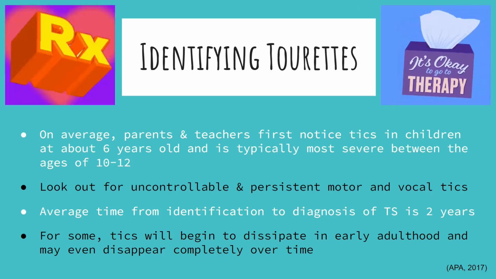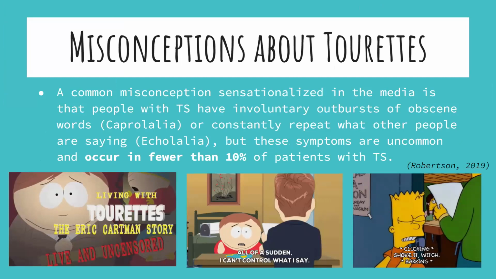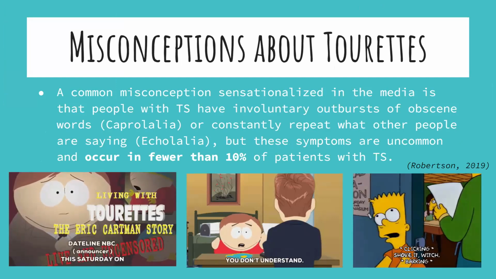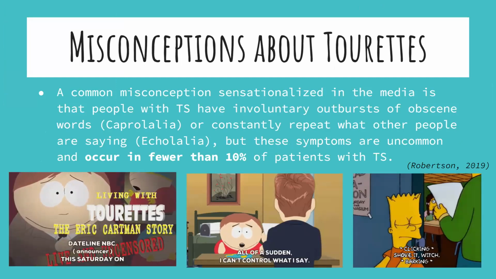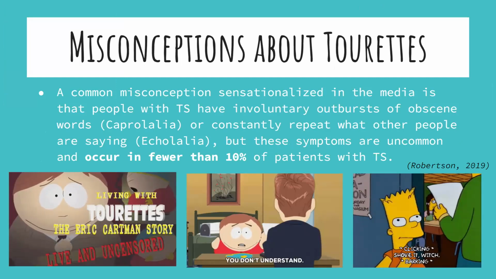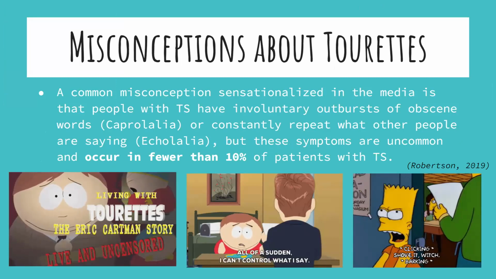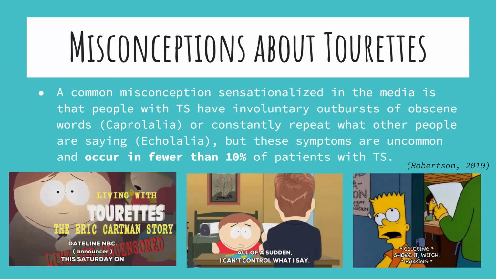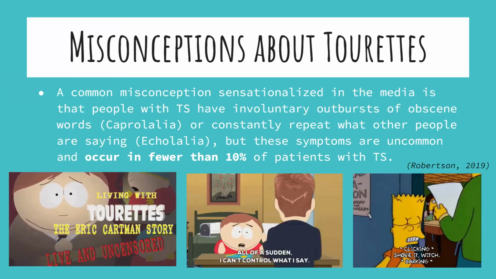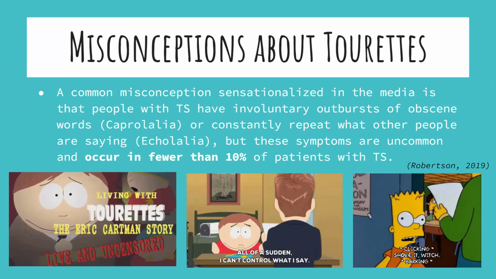and sometimes disappear altogether. A common misconception that has been falsely portrayed and sensationalized in the media is the idea that all people with Tourette syndrome have involuntary outbursts of obscene words, which is actually called coprolalia, or that they constantly repeat what people say, otherwise known as echolalia. In reality, only a small number of people with Tourette's, about 10%, show these symptoms.